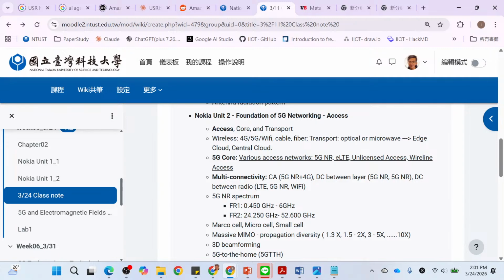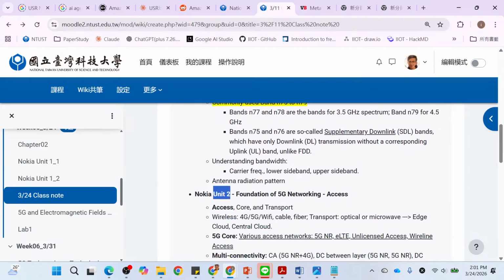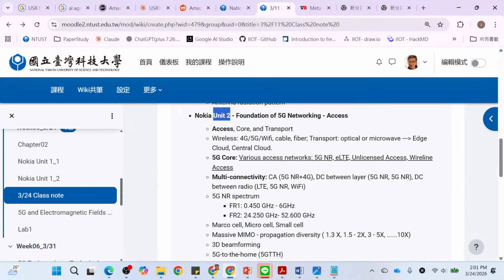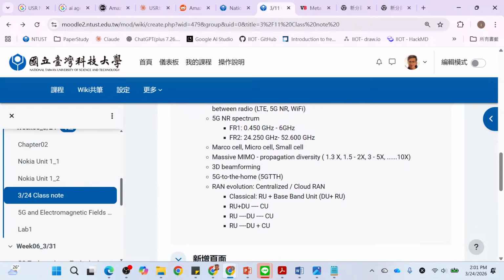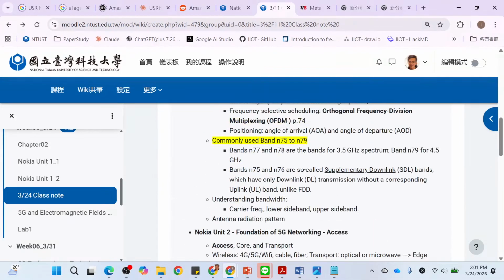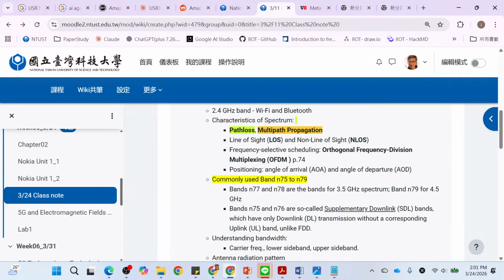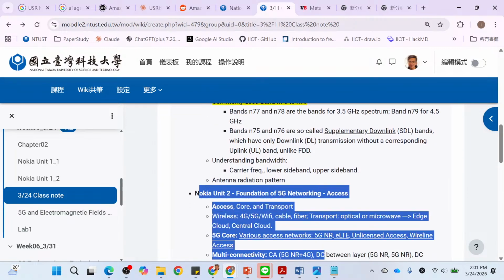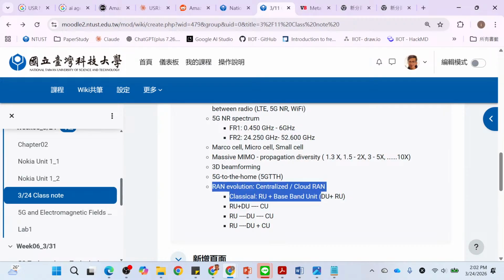Okay, so in Nokia, you need to what? It should not be here. So. Sorry, I mixed up. This should be for next week, right? Why did I put this? Sorry, I did not update. This is for next week. Okay, but I think it's good to know this too.